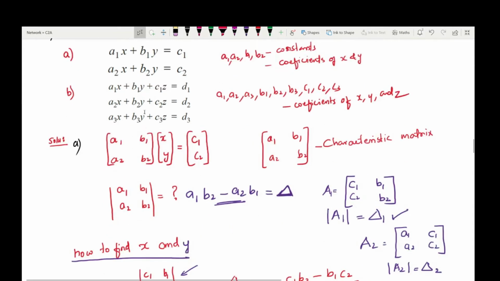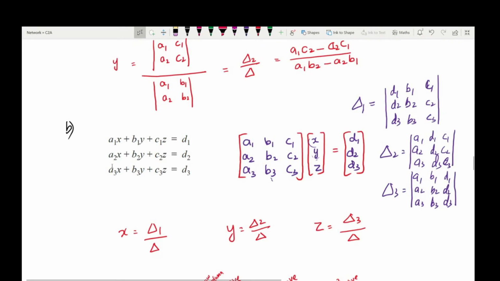Now let's see this one. This is also very simple. How to represent this in matrix form? The first column entry corresponds to x: A1, A2, A3 will come. The second column entry is B1, B2, B3. The third column entry is C1, C2, C3. And how many variables are there? Three variables. The size of this matrix is 3 by 1, and the size of the coefficient matrix is 3 by 3. When we multiply a 3 by 3 matrix with a 3 by 1 matrix, the answer is 3 by 1. So the constant matrix size is 3 by 1.